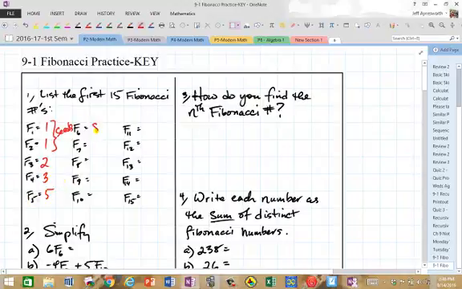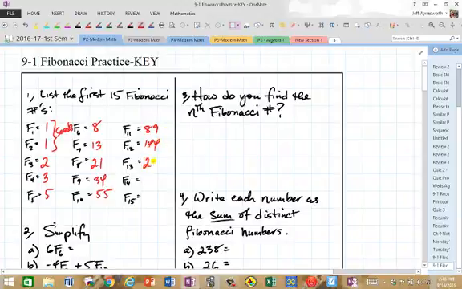Well, 3 plus 5 is 8. 5 and 8 is 13. 8 plus 13, again, you just add the two to get to the next one, is 21. 13 and 21 is 34. 21 plus 34 is 55. That's your 10th Fibonacci number. 34 plus 55 is 89. All right, and then 55 and 89 is 144.